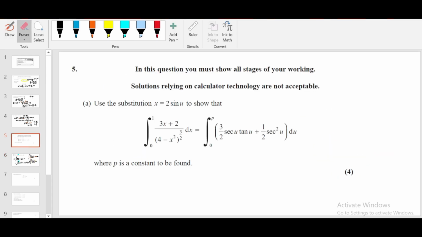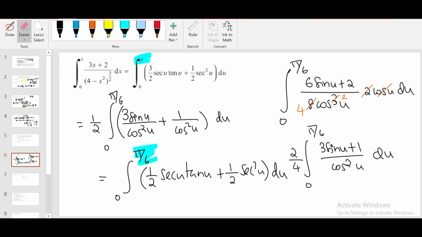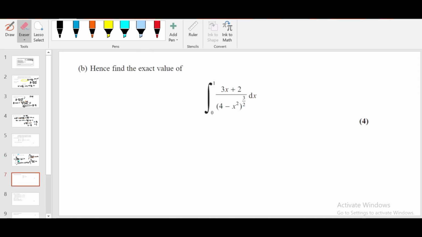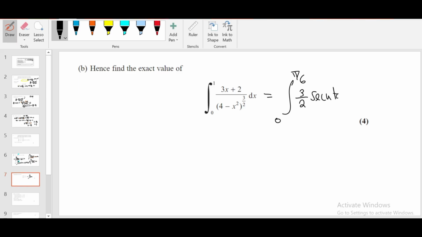That's all. It's a 4-mark question. Let's move on to part B now. Part B, they want us to integrate the original function. We have rewritten this in this form, 0 to pi over 6, 3 over 2 secant u tan u plus 1 over 2 secant square u du.